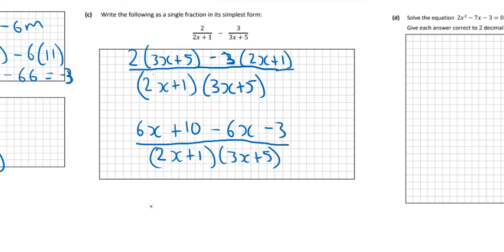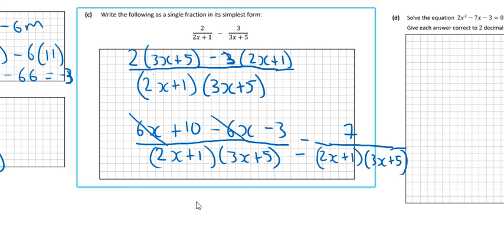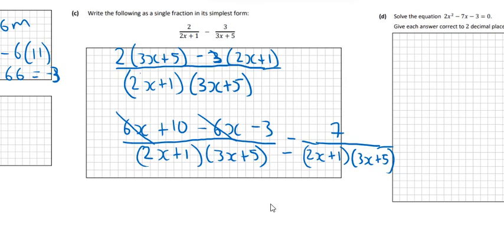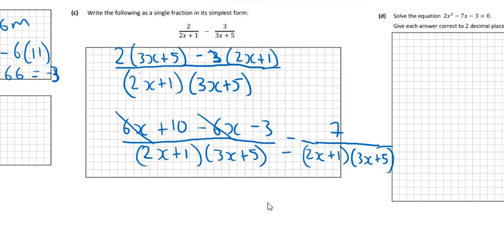Now, what happens here on top is that the 6x and the minus 6x cancel each other out, because 6x take away 6x is just 0. And then you've just got 10 minus 3. So we're left with 7 on top, and the denominator just stays the same. We don't need to multiply out the bottom. And then that's the final answer. So that's expressed as a single fraction in its simplest form.